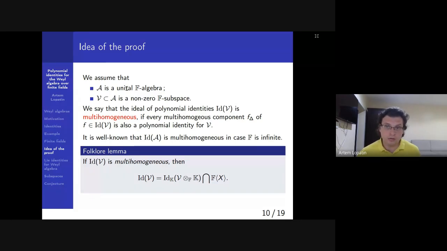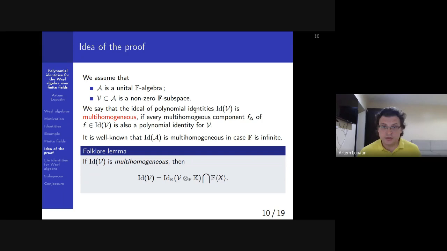Actually, we will prove some general statement where we don't have any Weyl algebras, and then we just apply this statement. So here in the idea of the proof, we don't consider Weyl algebras. We just consider A to be some unital algebra, and V is just some non-zero F-subspace. So then, of course, we have an ideal. So here we have the identities of V.